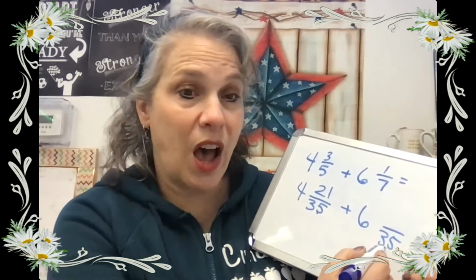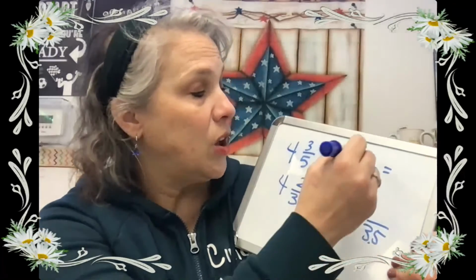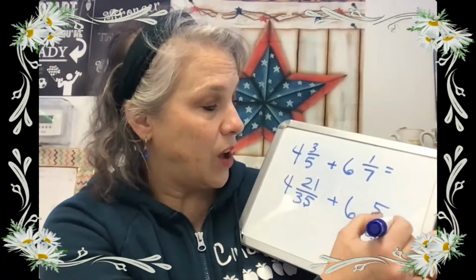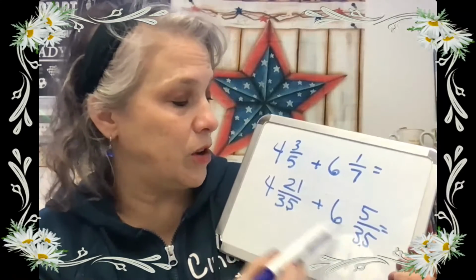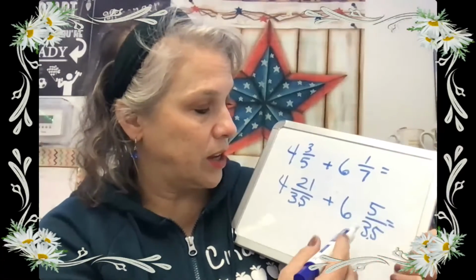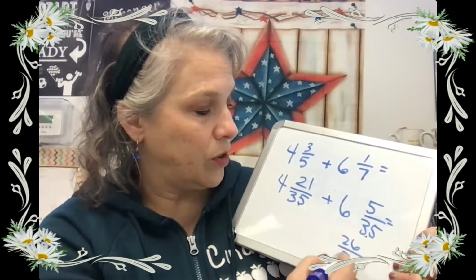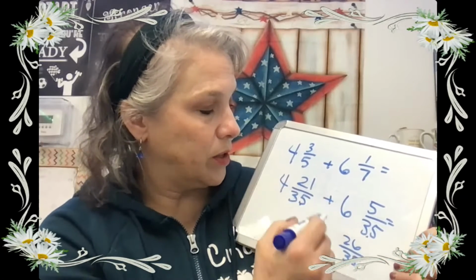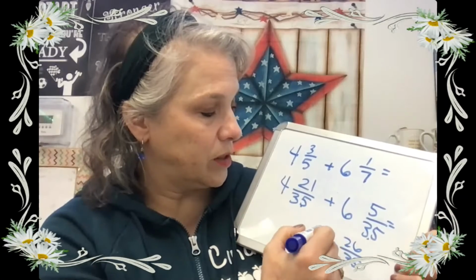So 7 times 5 is 35. 1 times 5 is 5. So now I have the same denominator. So I'm going to add the numerators. 26 over 35. 4 plus 6 is 10.